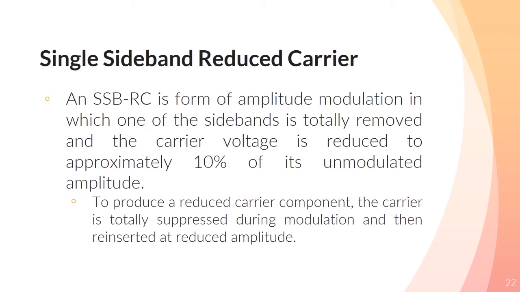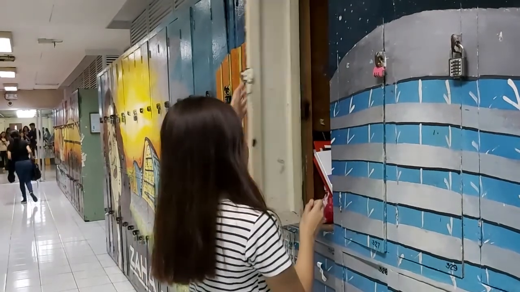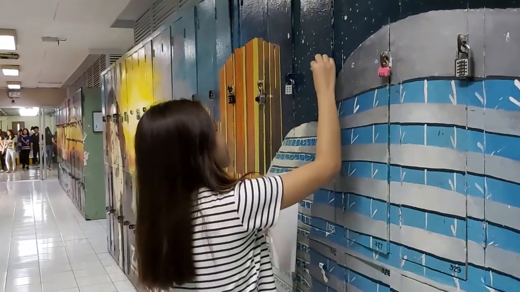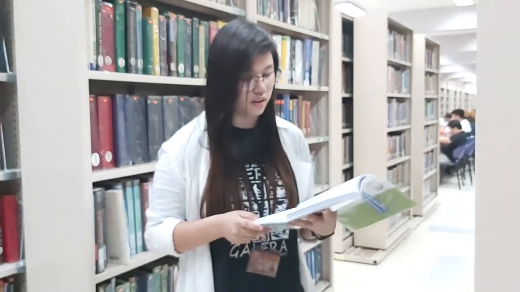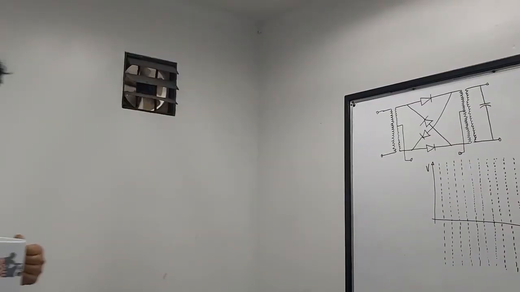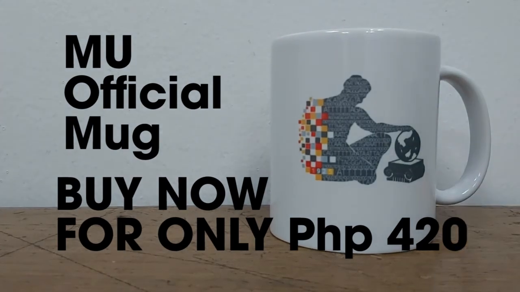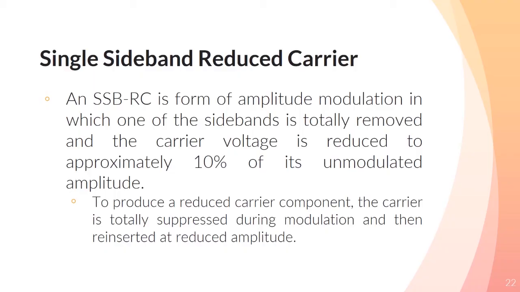Single sideband reduced carrier. A single sideband reduced carrier is a form of amplitude modulation in which one of the sidebands is totally removed, and the carrier voltage is reduced to approximately 10% of its unmodulated amplitude.